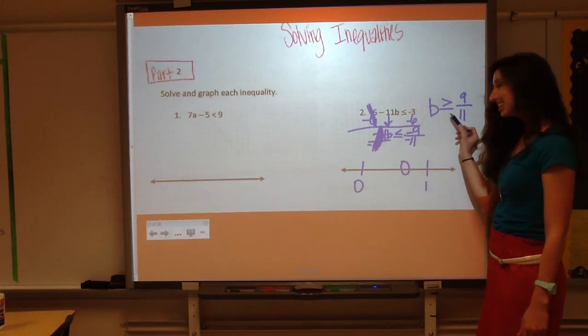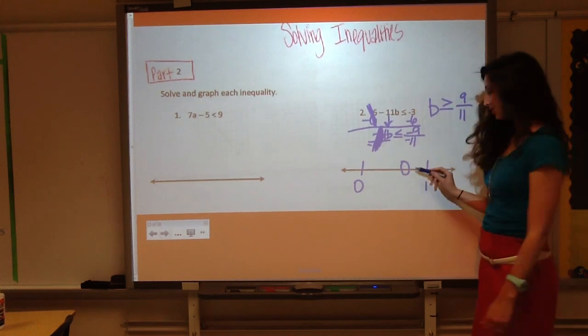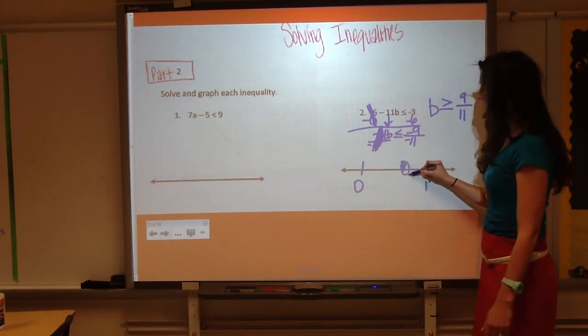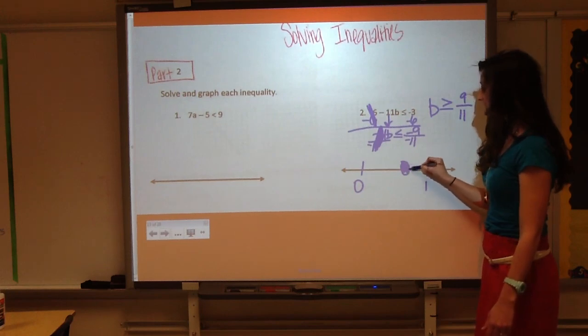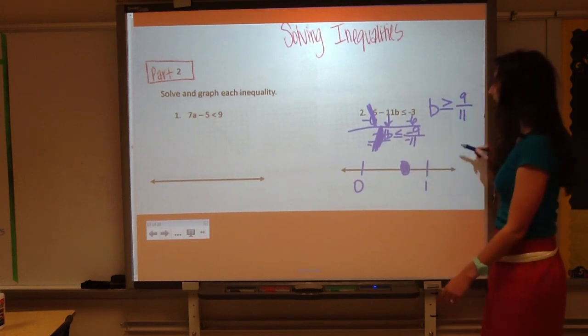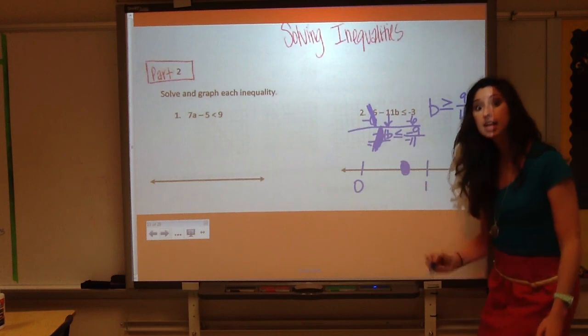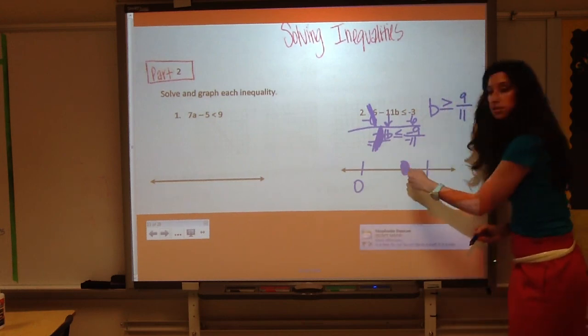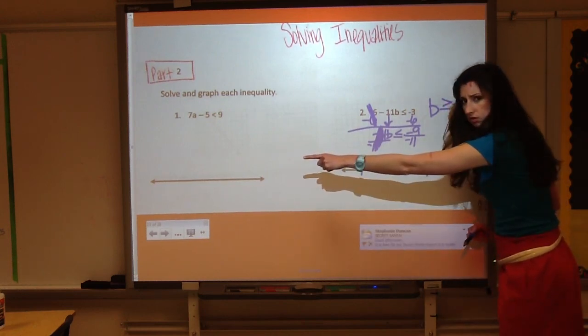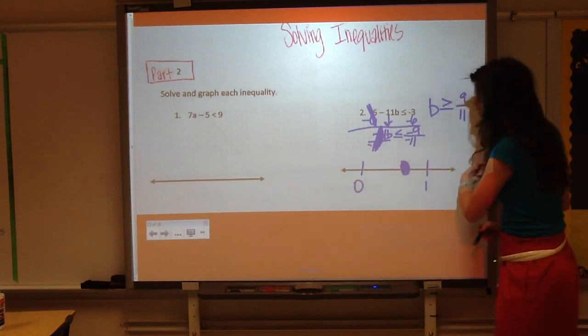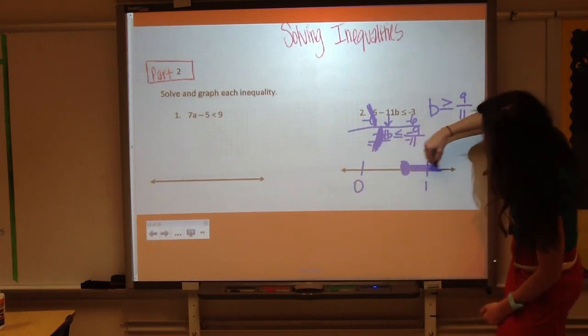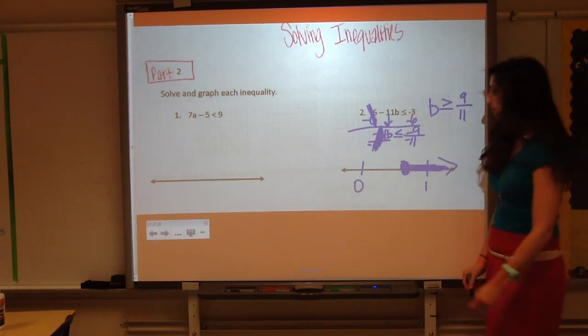Okay, it has an equal sign, so what am I going to do to my circle? Color, we like to color in algebra class. Color it in, color it in. And then b is greater than. It is greater than this number. Am I going to go backwards? Smaller? No. Bigger. So we're going to draw our arrow this way, bigger. Okay?